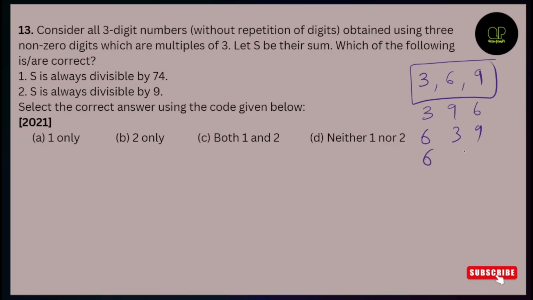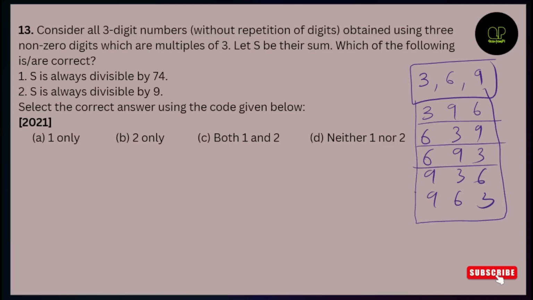639, 693, 936, and 963. So these are all the three-digit numbers, right? Consider all three-digit numbers obtained using three non-zero digits, which are multiples of 3. Let S be their sum. I have to add them, so S is the sum of all these. Which of the following is correct?